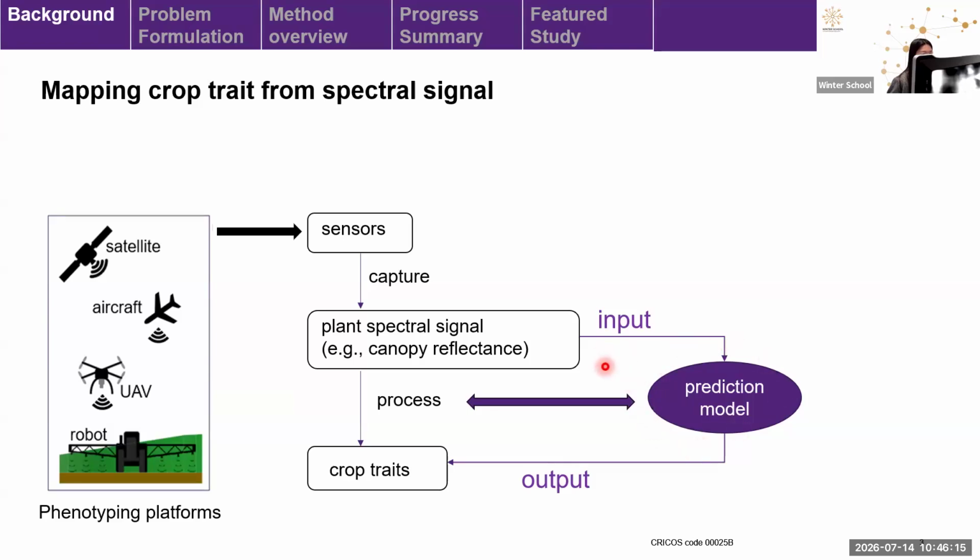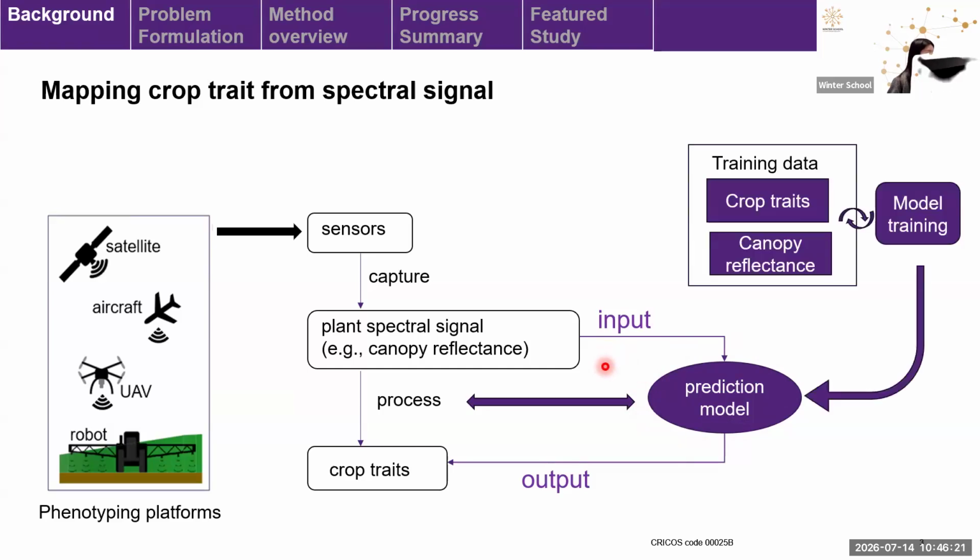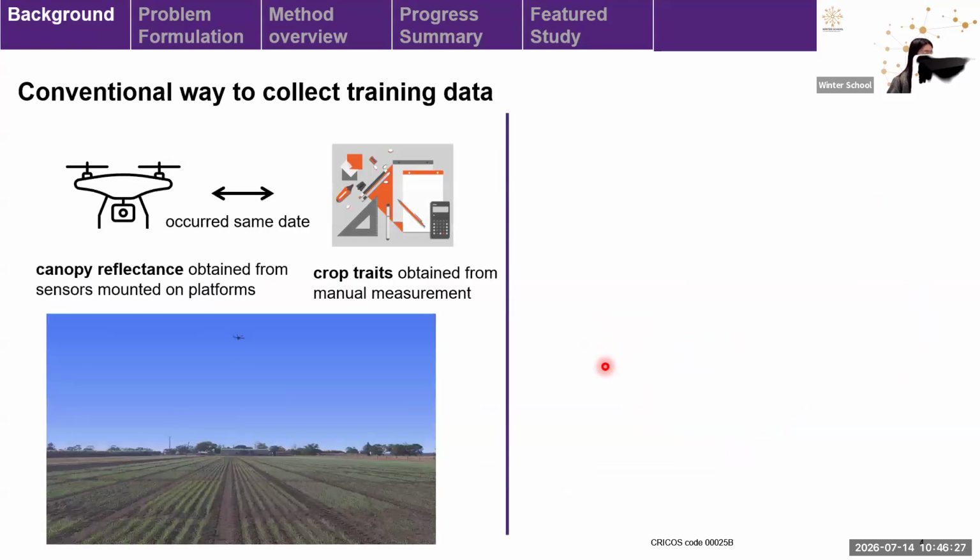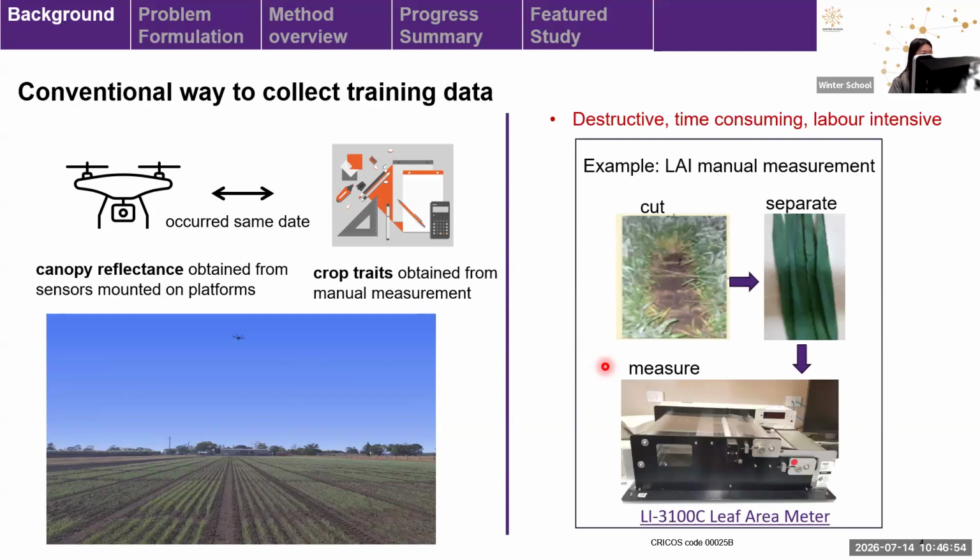If you want to build a prediction model, usually you would need training data to parameterize, calibrate, or train this model. And conventionally, how do we collect the training data? We need to conduct a field experiment first, and then find a UAV or other technology to capture the canopy reflectance. Ideally, at the same time, we need to measure the crop trait that we are interested in.